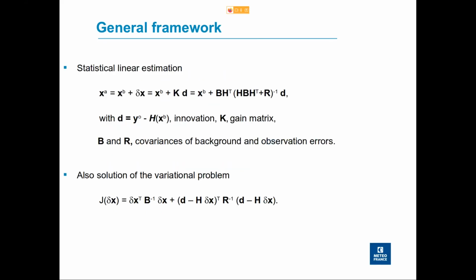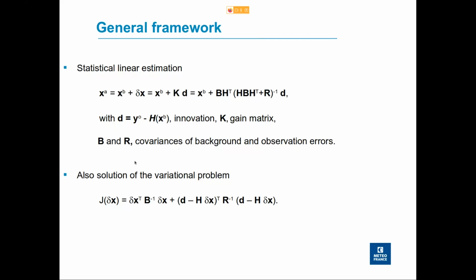So the general framework here is based on the statistical linear estimation, in which the analysis XA is written as being equal to the background plus an analysis increment delta X. And this increment delta X is given by the product between the Kalman gain K and the innovation D, where D is the difference between the observation and the background projected into observation space by the nonlinear observation operator H. And the gain matrix depends on B and R, which are the covariances of background and observation errors, respectively.